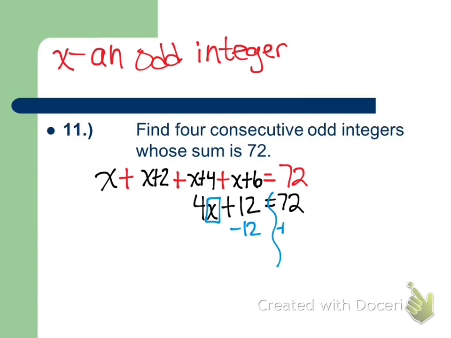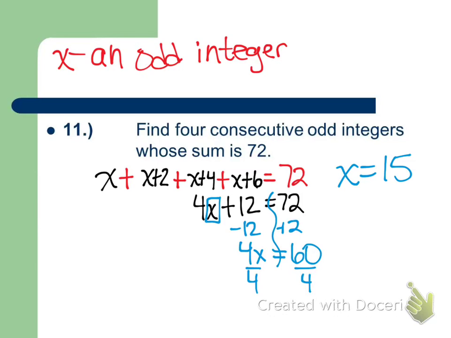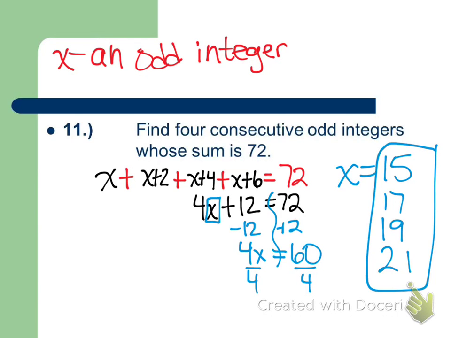Okay. So that gives us 4x equals 60. All right, Kion, what comes next? Very good. And that gives us x equals 15. But they don't just want that first number, they want all of them. What's the next odd number? 15. What's the next odd number? And the next one? Alright. So we have our 4 consecutive odd numbers that if we were to add them all up, we would get 72.